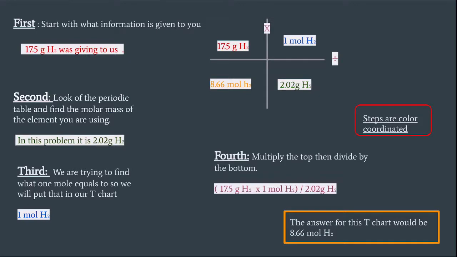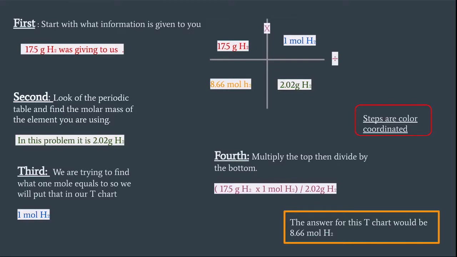First, start with the information that is given to you, and 17.5 grams H2 is given to us, so you will put that on the top left of your T-chart. Second, look on the periodic table and find the molar mass of the element you are using. In this problem, it was 2.02 grams H2. So we will put that on the bottom right. Make sure it is diagonal to the H2 since they are the same substance and they're both grams.